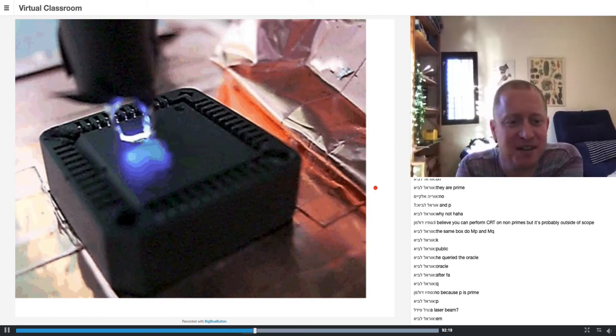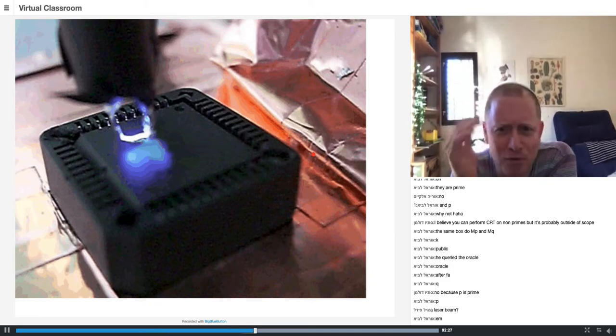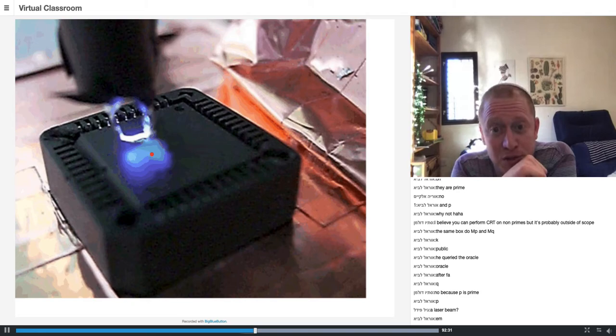What is this? So let's start from the bottom. This is a bunch of aluminum foil, or I think it's copper foil. This is a programmable microcontroller, which is running RSA.